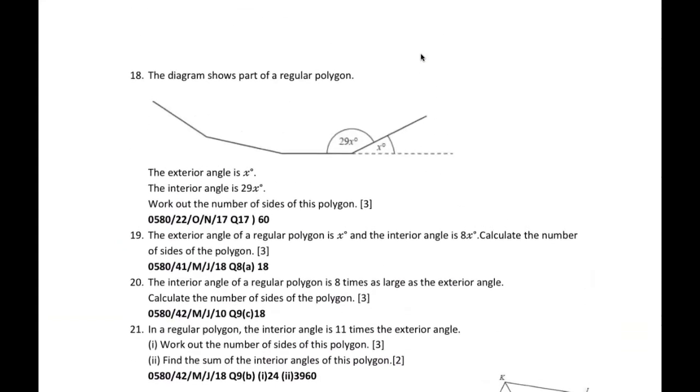Okay, let's try question number 18. The diagram shows part of a regular polygon. The exterior angle is x and the interior angle is 29x. Work out the number of sides of this polygon. Okay, what's going to be the first step?